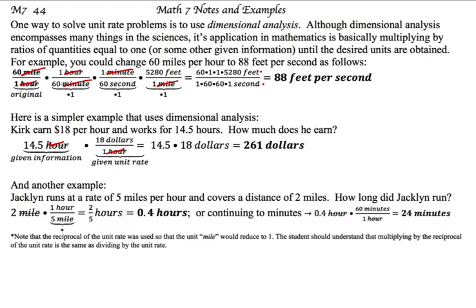Here's another example. Jacqueline runs at a rate of 5 miles per hour and covers a distance of 2 miles. How long did Jacqueline run? So on this one, we actually multiply by the unit rate reciprocated. So we do the reciprocal of the unit rate. We're basically dividing by the unit rate. That makes it so the miles can reduce, and we get 2/5 hours or 0.4 hours. So sometimes you have to divide by the unit rate, and when you do that, you could just multiply by the reciprocal of it.